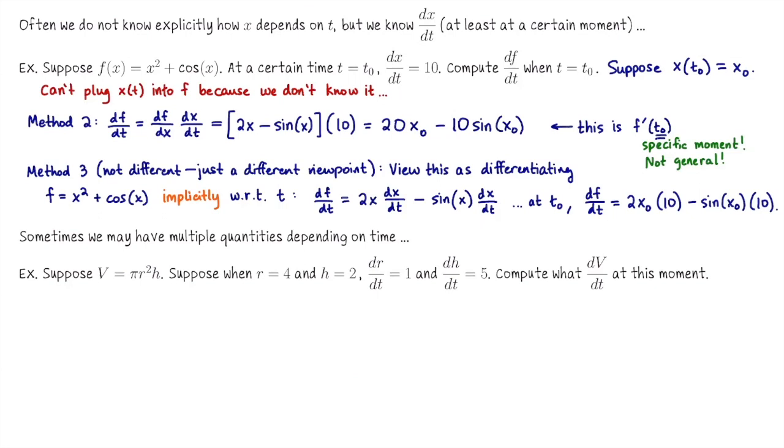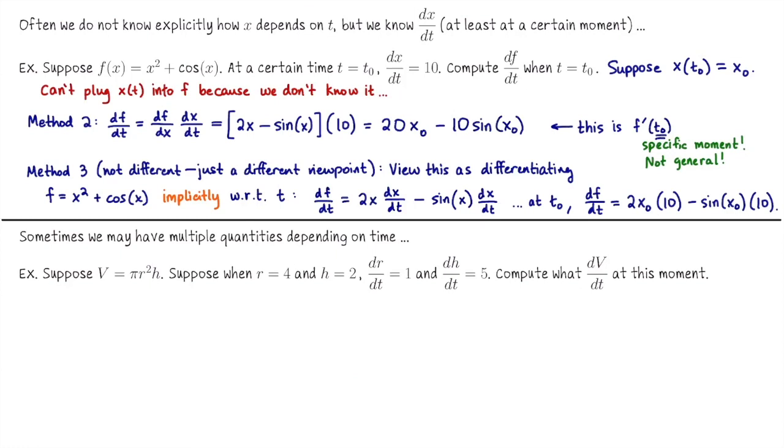Sometimes you might have multiple quantities depending on time. Even in single variable calculus, you could actually have multiple inputs appear in a related rates problem. So let's look at, say, the volume of a circular cylinder, which is pi r squared times h. r is the radius of the cylinder and h is the height. Now let's suppose this cylinder is somehow expanding over time. So its radius is expanding, its height is expanding. As the radius and the height grow, the volume must be expanding.